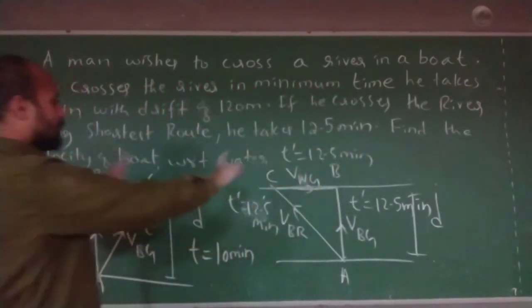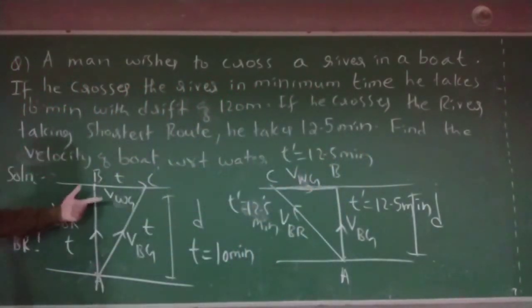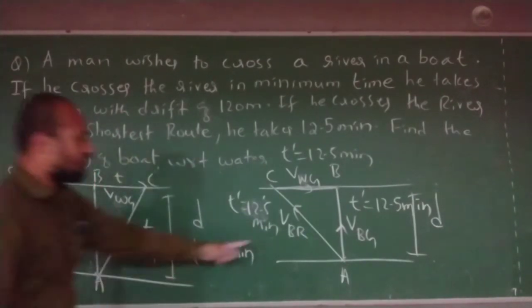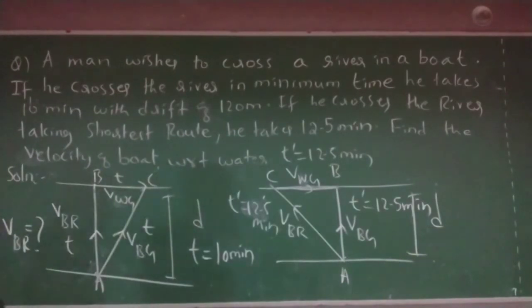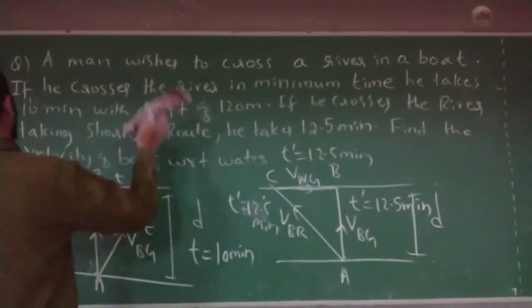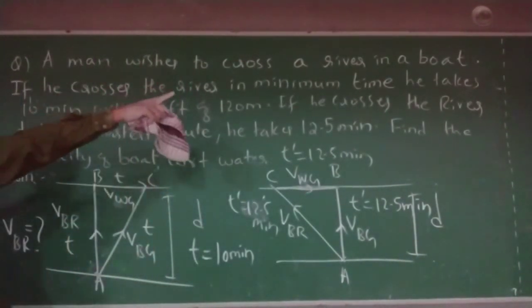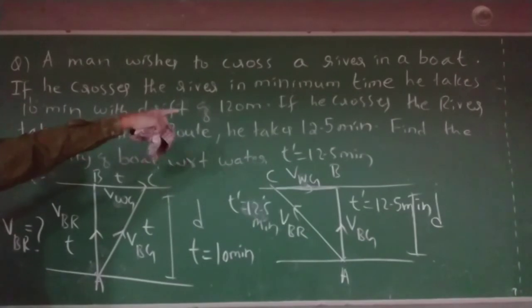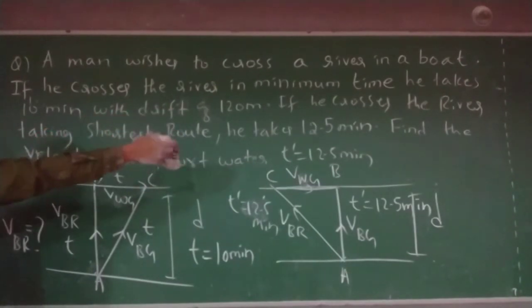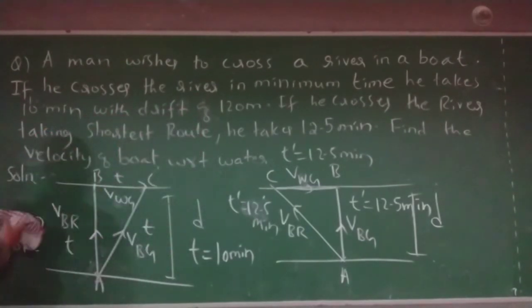According to the question, I have made a diagram. Now I will grab the question. Find the velocity of a boat. We need to find VBR in all these cases. A man wishes to cross a river in a boat. If he crosses the river in minimum time, he takes 10 minutes with a drift of 120 meter. If he crosses the river taking shortest route, he takes 12.5 minutes. Find the velocity of a boat with respect to water.